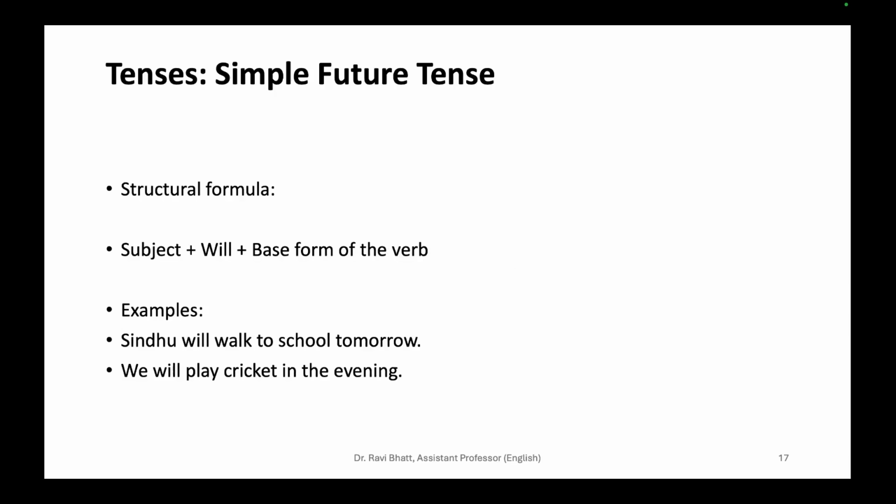Now, let's begin with the sentence variations. Now, the first structural formula, subject plus will plus base form of the verb. Okay, now when we talk about simple future tense, it is always subject plus will plus base form of the verb. For example, Sindhu will walk to school tomorrow, or we will play cricket in the evening.